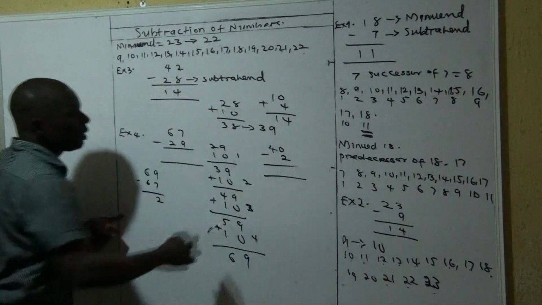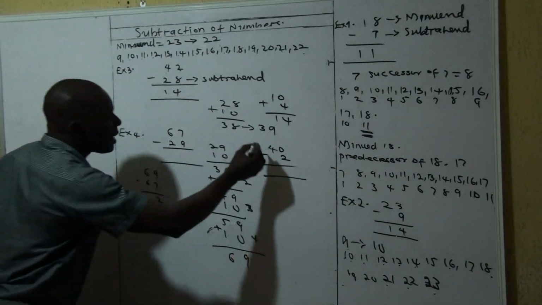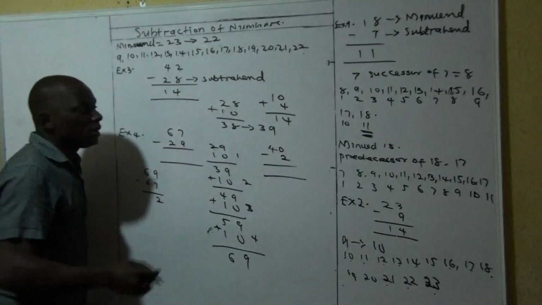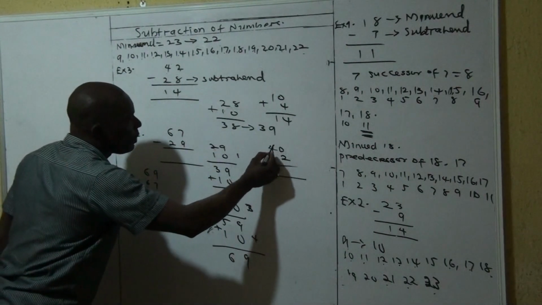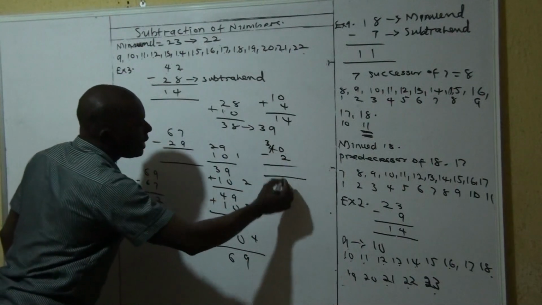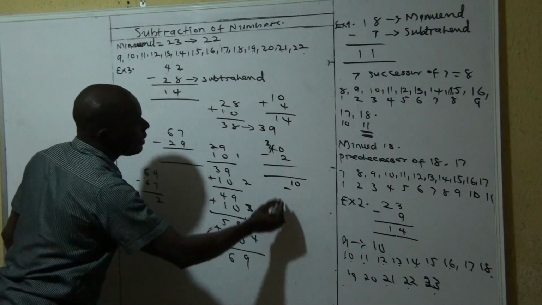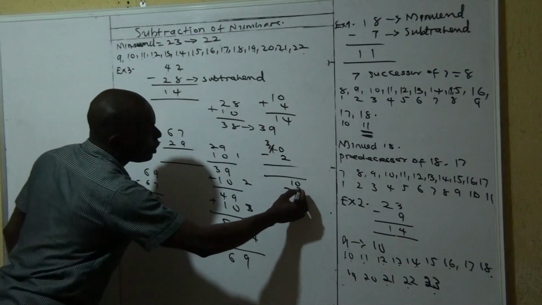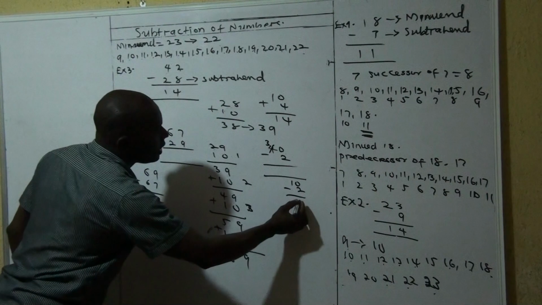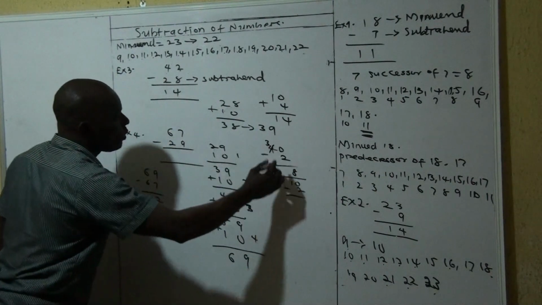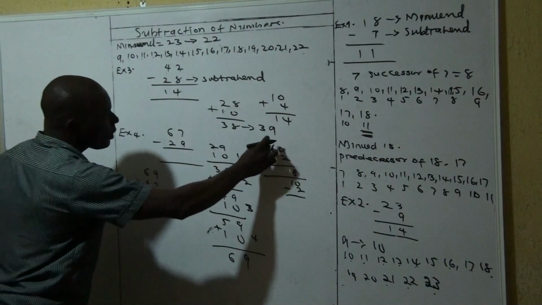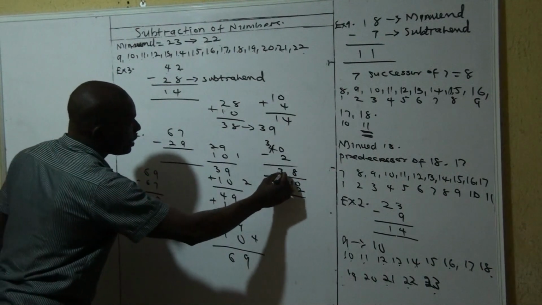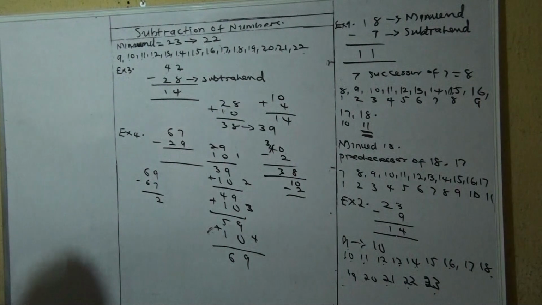And our answer will come out. Now, take 40, take away 2. 40 take away 2. You borrow 1 from here, here becomes 3. And that one here is 10. 10 take away 2 is 8. And here, 3 gives us 38. Okay?